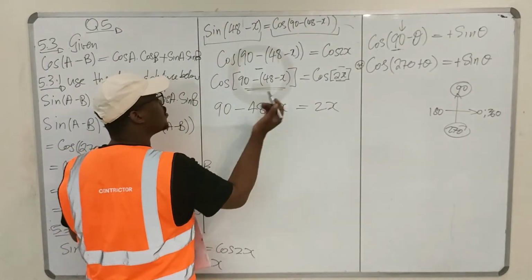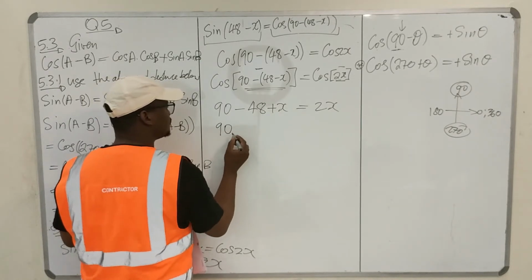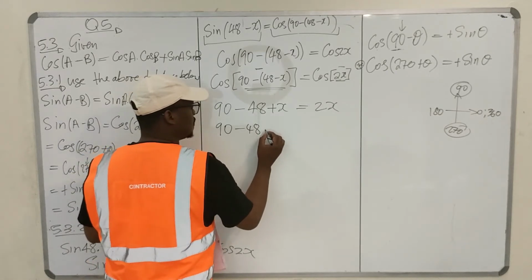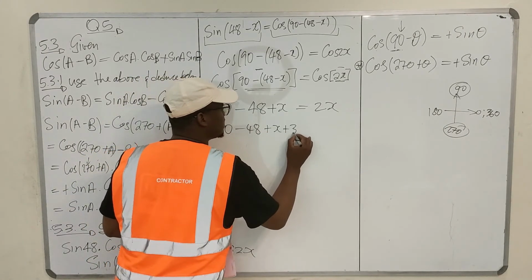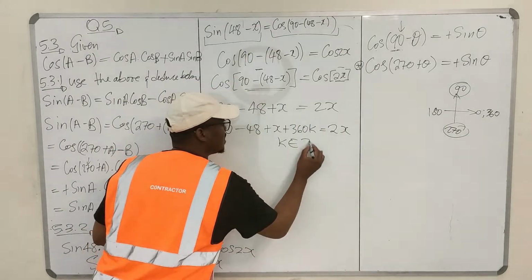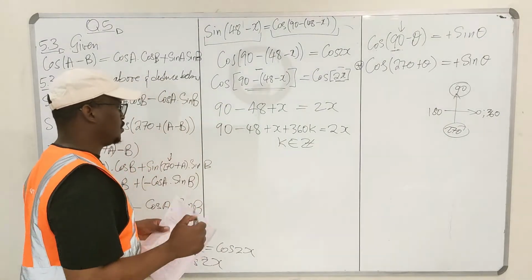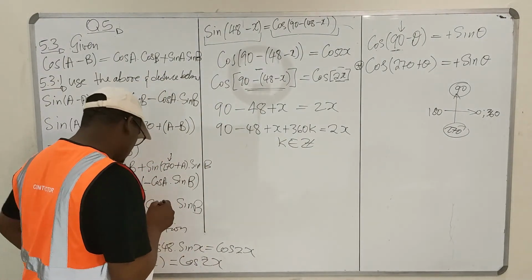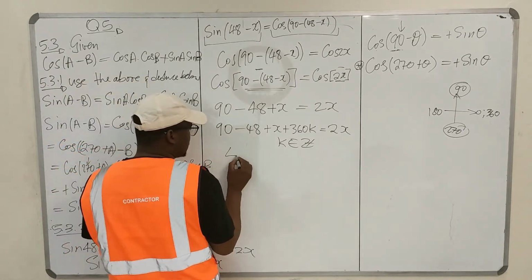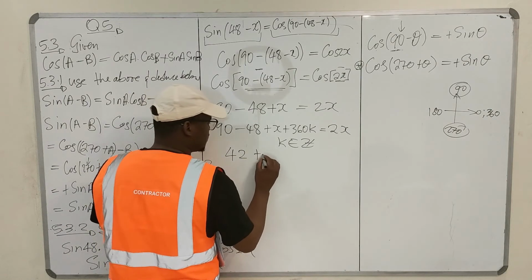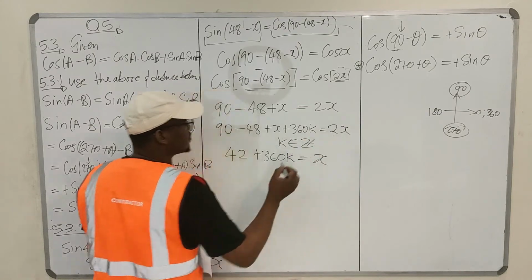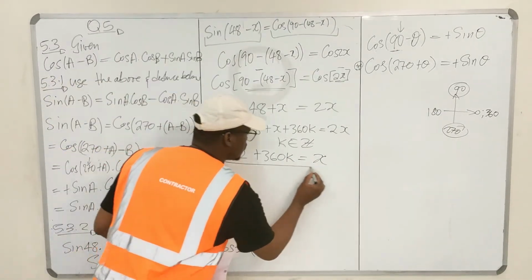What do we do next? We say, okay, because I want the general solution, it's 90 minus 48 plus x plus 360k is equal to 2x, where k is an integer, of course. So 90 minus 48, this is 42. So we get that 42 plus 360k is equal to x, because you transfer that to the right side. So this is your solution.